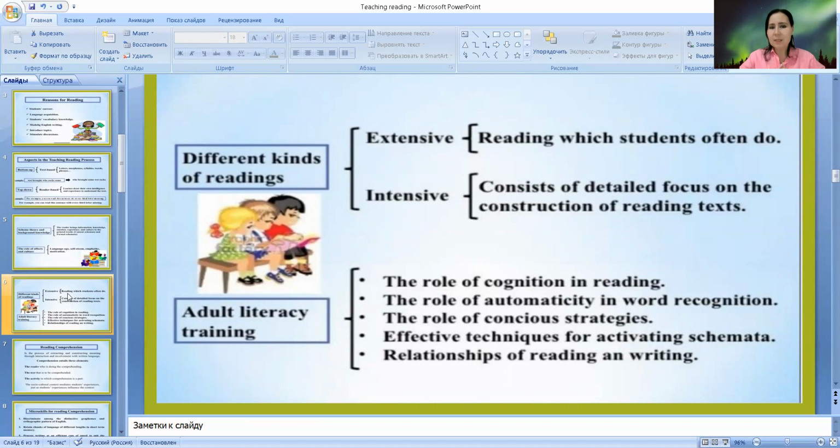Intensive reading is short information. For example, students can read for the main idea or the details of the text.